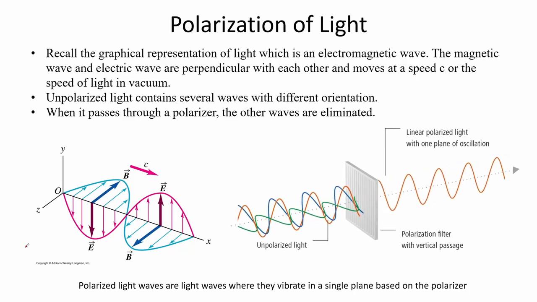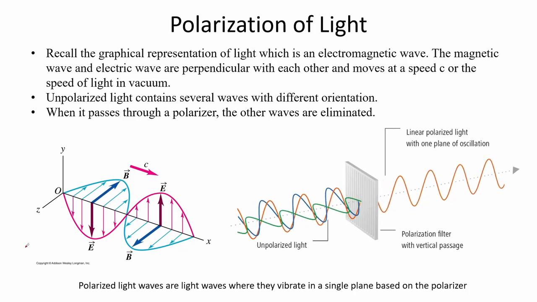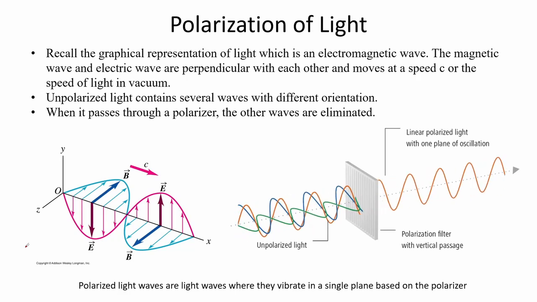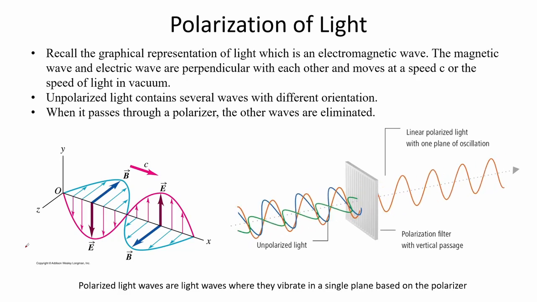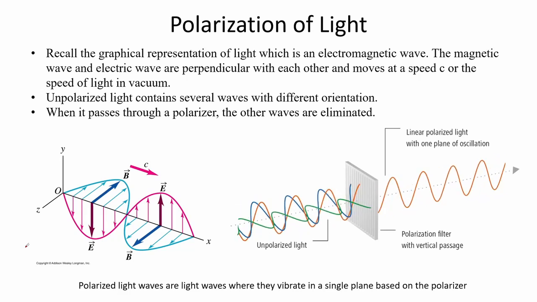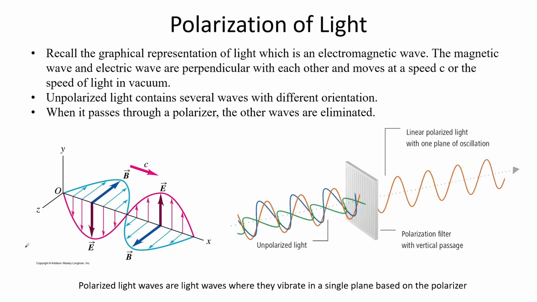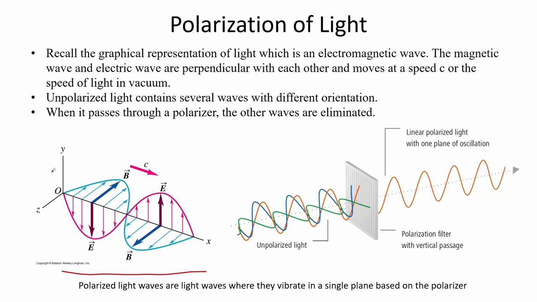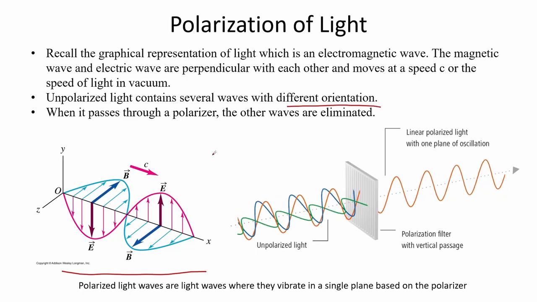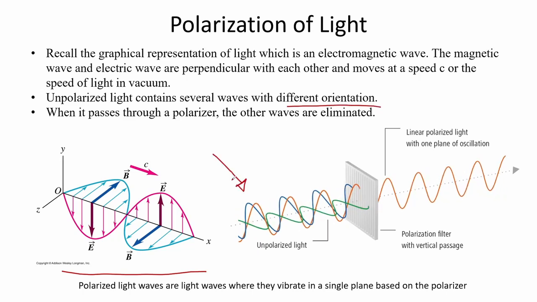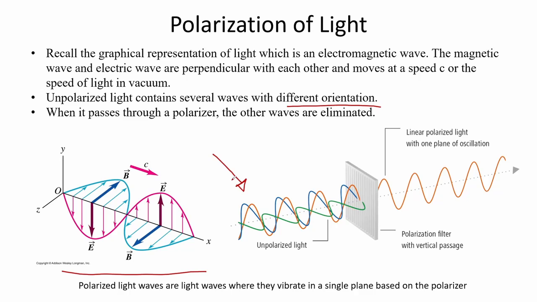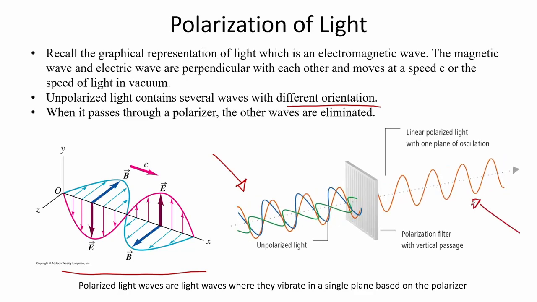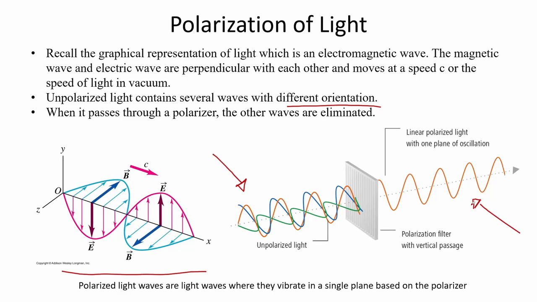Here we talk about polarization of light. Recall the graphical representation of light, which is an electromagnetic wave. The magnetic wave and electric wave are perpendicular with each other and move at a speed c, or the speed of light in vacuum. Unpolarized light contains several waves with different orientation. When it passes through a polarizer, the other waves are eliminated. Polarized light waves are light waves that vibrate in a single plane based on the polarizer's orientation.